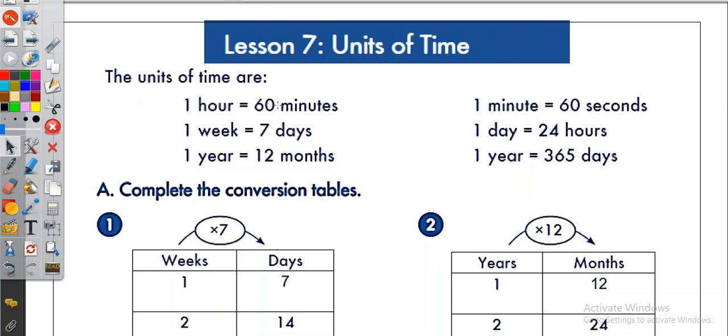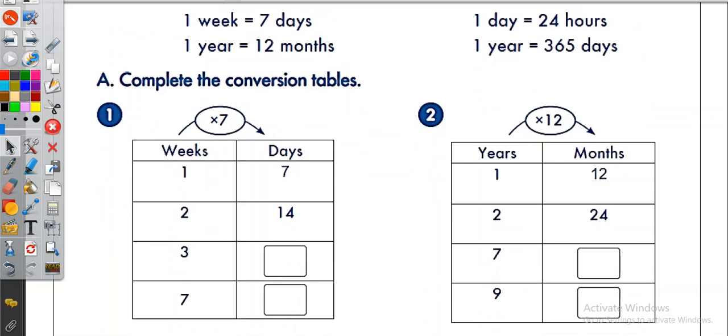An hour equals 60 minutes. A week has 7 days. A year has 12 months. A minute has 60 seconds. A day has 24 hours. And a year has 365 days.